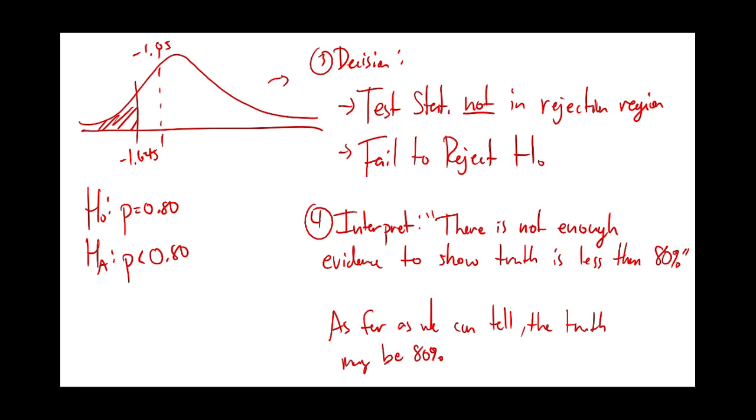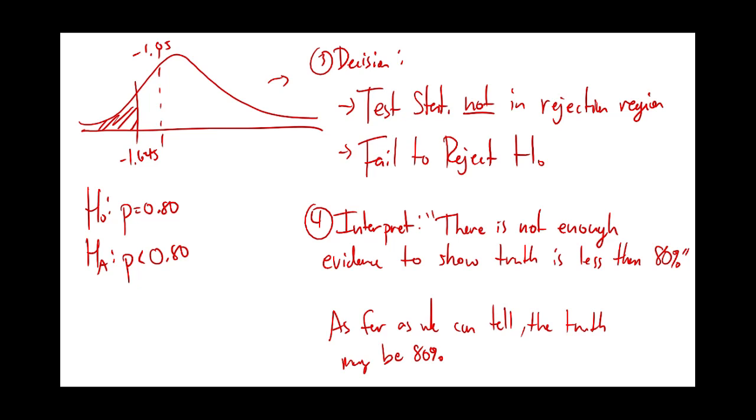The reason you frame it this way, there's not enough evidence, is that there was some evidence that maybe the truth is less, because our sample proportion was below the claim. It just wasn't far enough below the claim for us to have enough evidence to reject. Okay? What do you think?